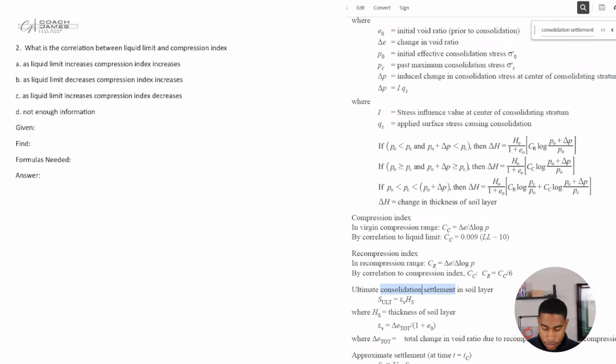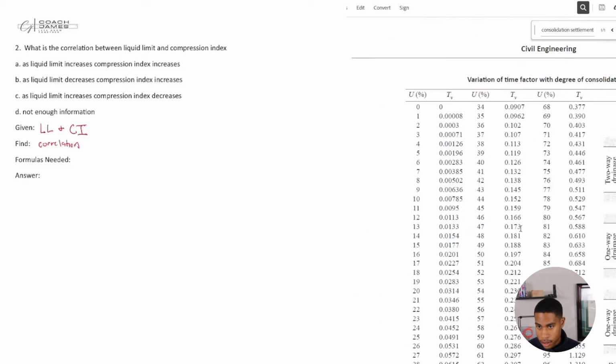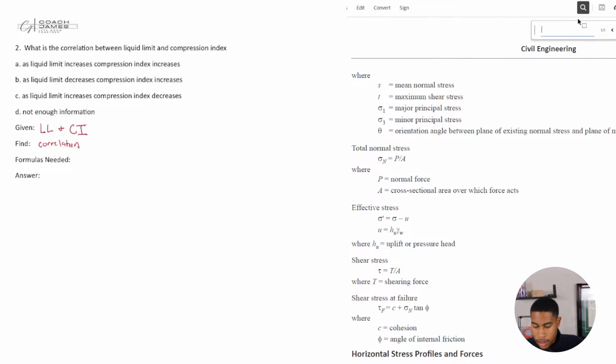All right, let's look at number 2. Number 2 says, what is the correlation between the liquid limit and compression index? Okay, so the information that we're given, I like to write down to start. So we're given liquid limit and compression index, right? And we're trying to find the correlation between the two. To find a formula that we would need to use, I would search compression index to start.